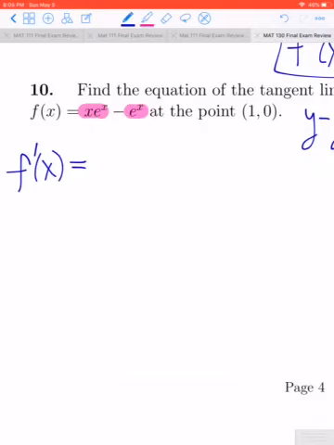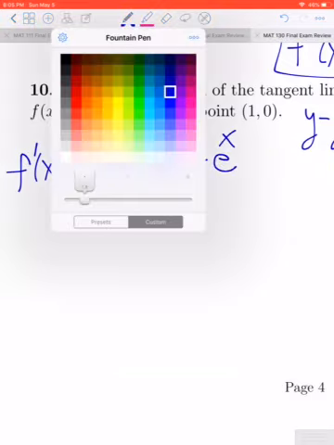For the first term, to do the derivative of x times e to the x, that's a product, so that's going to require us to use the product rule. It'd be the derivative of the first times the second, plus the first times the derivative of the second. Derivative of e to the x is just e to the x. And then we have our minus, and again, the derivative of e to the x is going to be just e to the x.